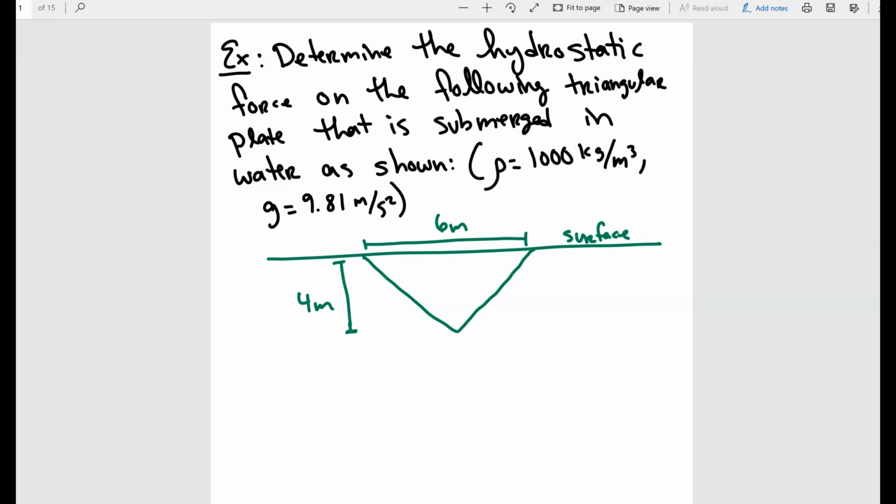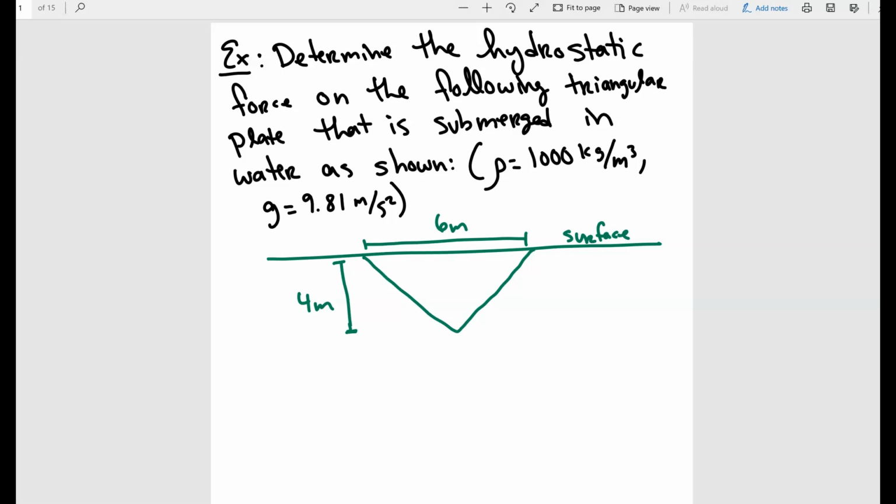So in this problem, we want to determine the hydrostatic force on the following triangular plate that is submerged in water as shown. We are also given the density of water, which is 1,000 kilograms per meter cubed, and the gravitational acceleration, 9.81 meters per second squared.